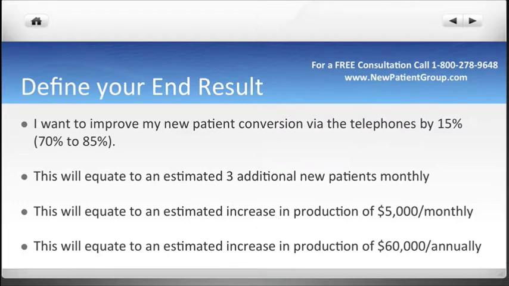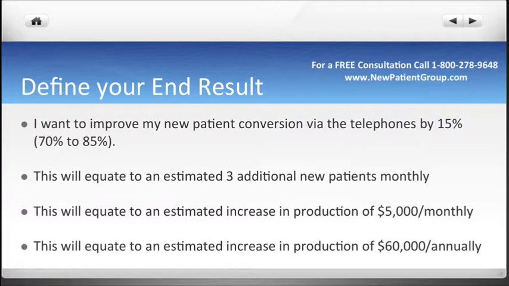Now, out of that 5,000 addition in production each month, that's going to equate to an estimated increase in production of 60,000 annually. And see, that's how this works, and this is how you skyrocket practice growth, because if you look at every single business or every single aspect that is going on inside your practice every single day, if you look at that as its own separate business entity, this is how you will skyrocket your practice. This is one of the reasons why our clients consistently explode their practice numbers, because every operation inside your practice is its own separate entity. And if you define an end result for every single process that you have, the sky's the limit.